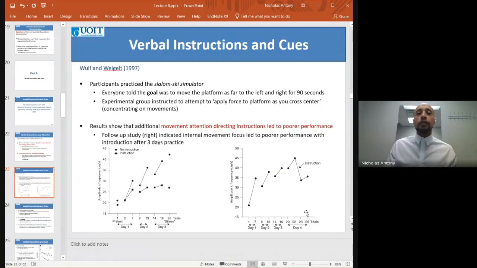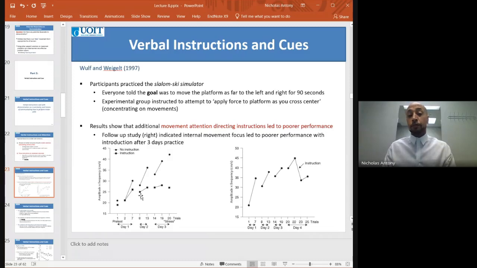This was one study where they looked at giving someone external versus internal instructions. Do you remember the slalom ski simulator at the beginning of the lecture? They had two groups. They told one group, use this machine, and your goal is to go all the way from one end to the other, over and over. And then they told the other group that you have to do that, but concentrate on making sure your weight pushes as you cross over the middle. What they showed was that the group that was given external focus learned much better than the group that was provided an internal focus.